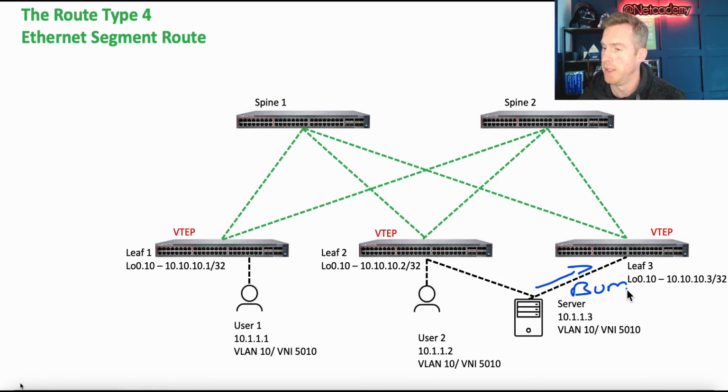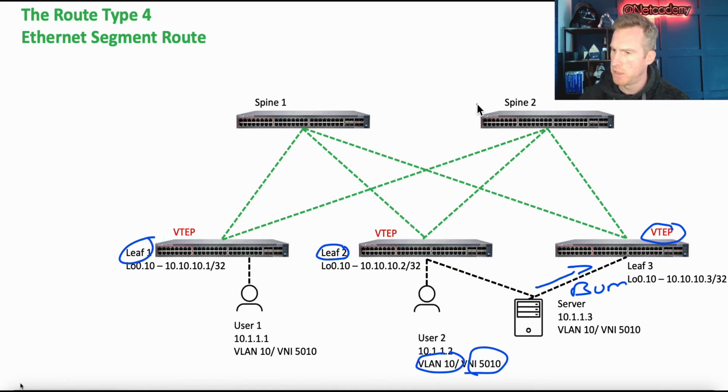But moving on. So the BUM traffic has come up to leaf 3. And the VTEP here can see that I have got interested parties in VNI 5010, VLAN 10 at the end of the day, and I've got interested parties over on leaf 2 and over on leaf 1. So via spine 1 or spine 2, doesn't really matter, but let's just say via spine 2, it forwards those BUM traffics via spine 2 over to spine 1.